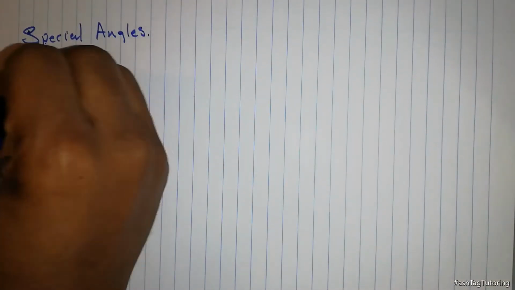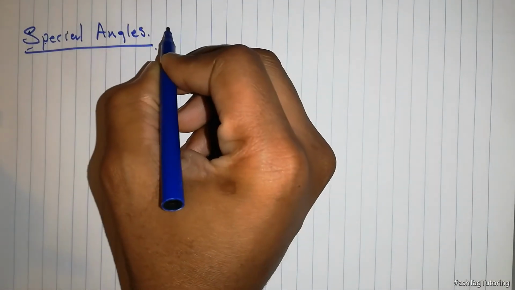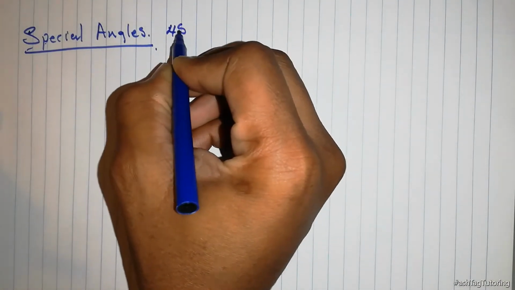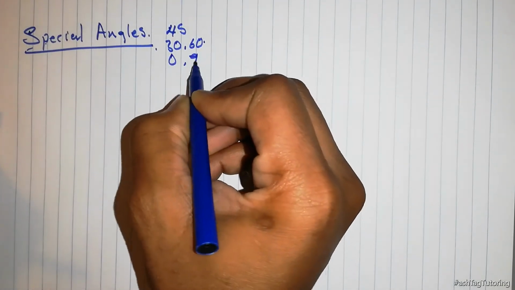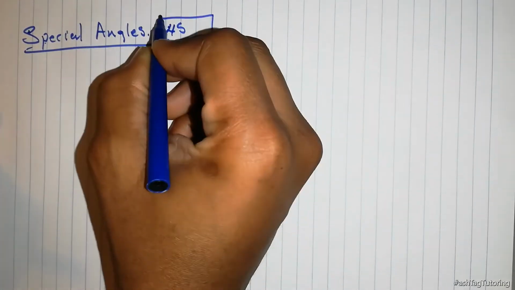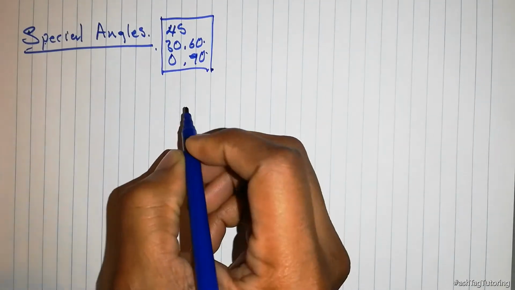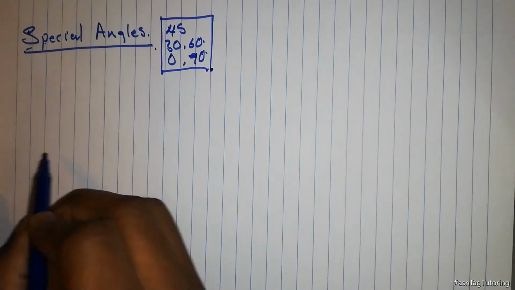Today we are continuing the trigonometry basics. So we're going to be looking at your special angles today. Namely, these are 45, 30, 60, 0, and 90.